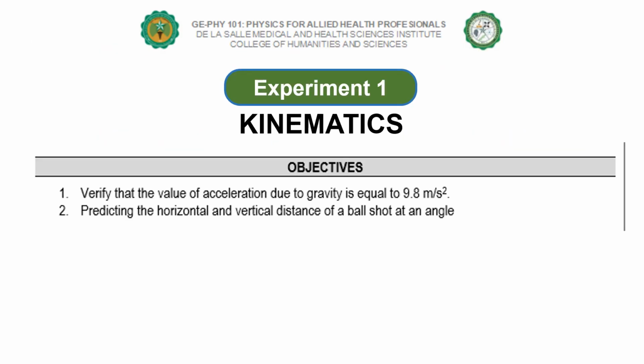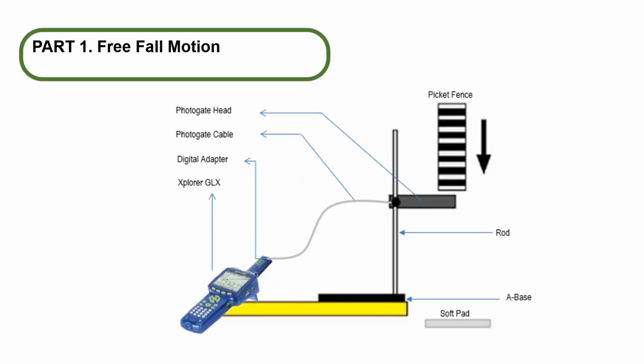Experiment number 1 again is about kinematics, and we have two parts for this experiment. The first part is to verify that the value of acceleration due to gravity is equal to 9.8 meters per second squared, and the second is to predict the horizontal and vertical distance of a ball shot at an angle. In this experiment, we have two parts. The first part is free fall motion, and the second part is projectile motion.